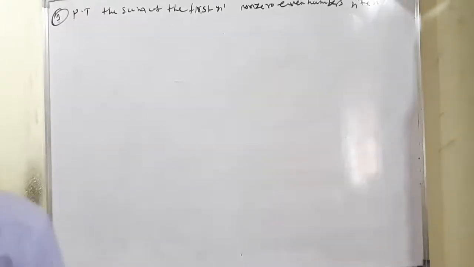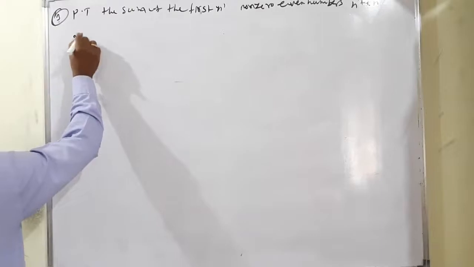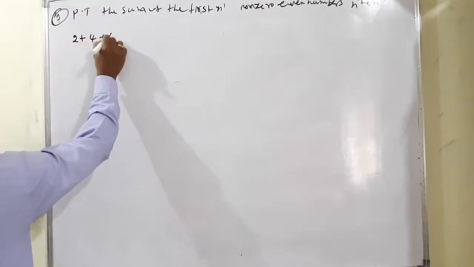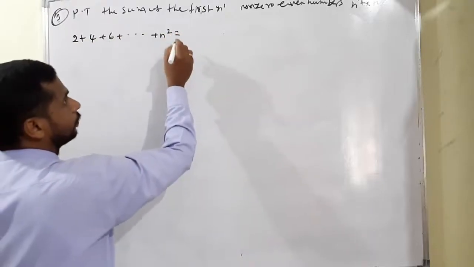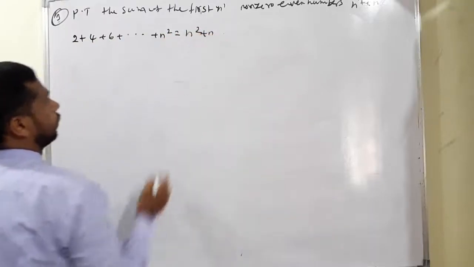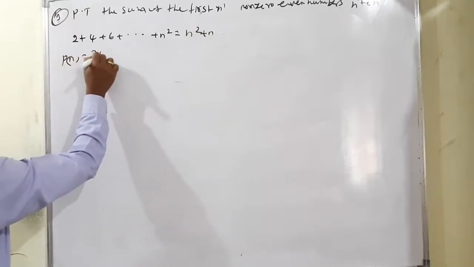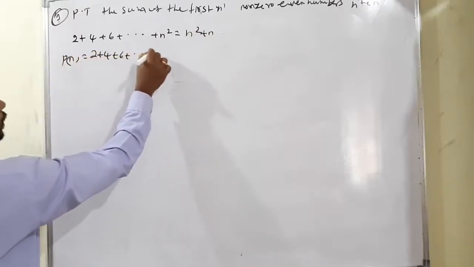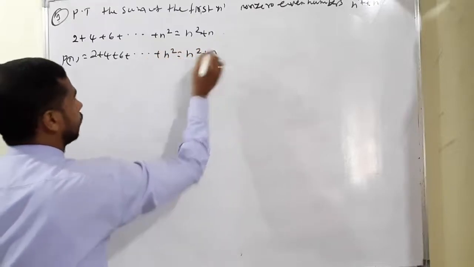Question number 3. Prove that the sum of the first n non-zero even integers, 2 plus 4 plus 6 plus dot dot dot plus 2n, is equal to n square plus n. What is the condition? First, P of n is 2 plus 4 plus 6 plus dot dot dot plus 2n equals n square plus n.